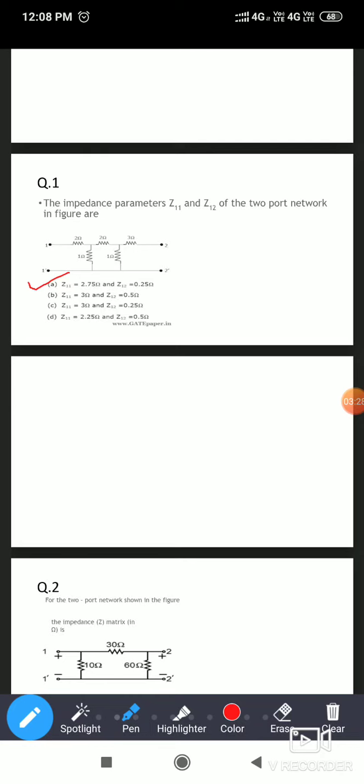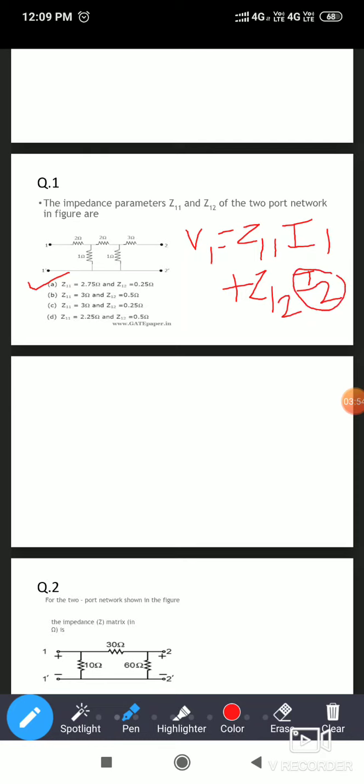Okay, I will just tell how to find Z11. Z11 is equal to 2.75. How is this correct? Now I will simply write the equation here: V1 is equal to Z11 into I1 plus Z12 into I2. To find the Z11 value, you need to put I2 equal to 0. I2 equal to 0 means what? Port 2 dash, you have to make it open. So it is already open.